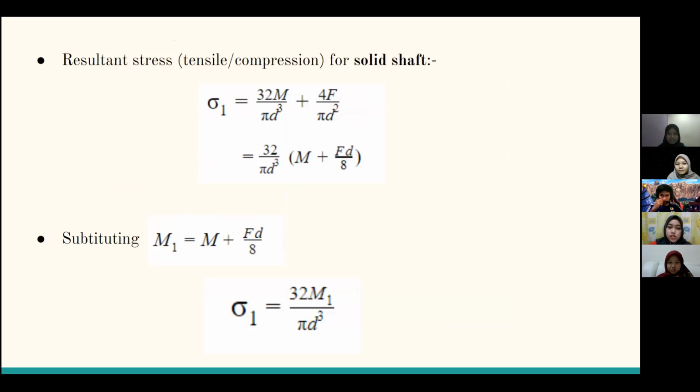The resultant stress, which is tensile or compressive, for solid shaft is equal to 32 over pi d cubed in brackets M plus F d over 8. And by substituting M1 equal to M plus F d over 8, we can get that the resultant stress is equal to 32 M1 over pi d cubed. Next will be explained by Siti Aisyah.